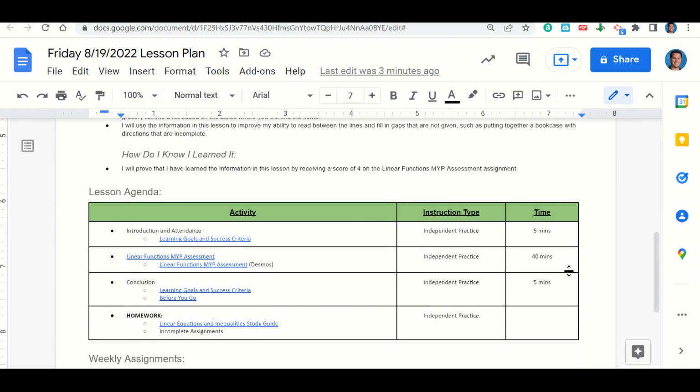Now let's take a look at our agenda for today. We'll begin by going over our learning goals and success criteria. Then you will complete the linear functions MYP assessment, which is on Desmos. At the end of class, we'll go back over our learning goals and success criteria, and you will fill out your before you go. Your only homework is to continue working on the linear equations and inequalities study guide and fill out any missing assignments that you may have.